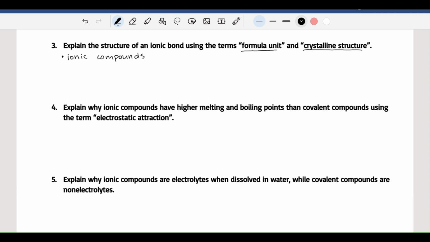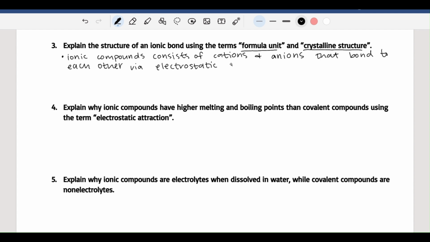So when you're talking about structure, you got to include what's there and then how it's arranged. So we're going to get that it consists of cations and anions that bond to each other. And then this is how they're arranged. They bond to each other via electrostatic attraction. Now, this is one of our vocab words. And once they bond to each other, they form one formula unit.